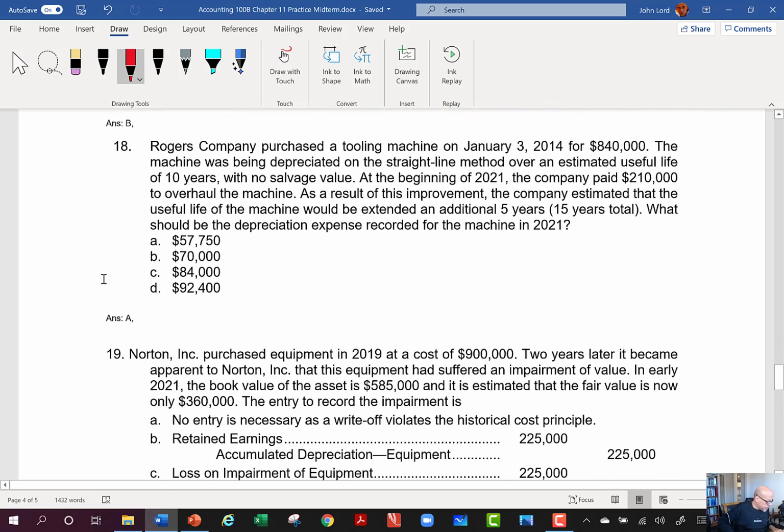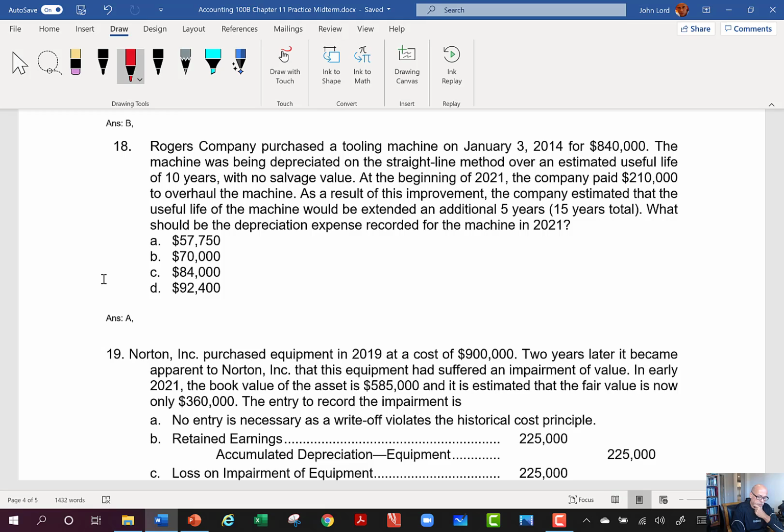Number 18, Rogers Company purchased a tooling machine on January 3rd, 2014 for $840,000. And for these questions, guys, notice I'm reading the whole thing, and I suggest that if you have a question that starts giving you all these moving parts, typically any question, read through the whole question. Sometimes I know when I'm working these with you, I shorthand it. Forgive me for that. If you're not following the fact pattern when you're watching this video, go ahead and pause it, get yourself familiar with the fact pattern, press play again, and I'll work it through with you like we're doing, okay? All right, so Rogers Company purchased a tooling machine on January 3rd, 2014 for $840,000.